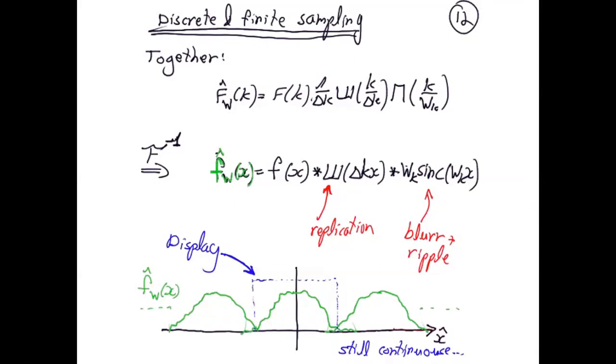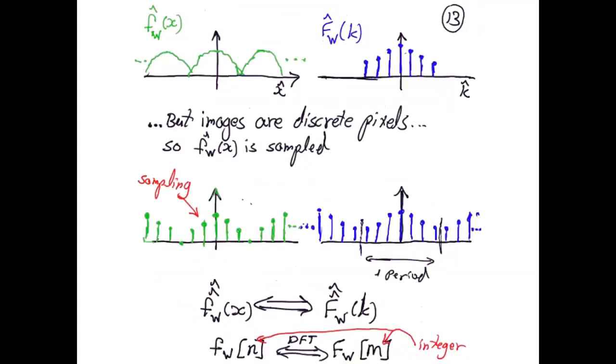All right, so actually some of the ripple over here may leak to the other side, even though the object is finite. So you have to understand that. Okay, very cool. Now, this was an analysis in the continuum, right?